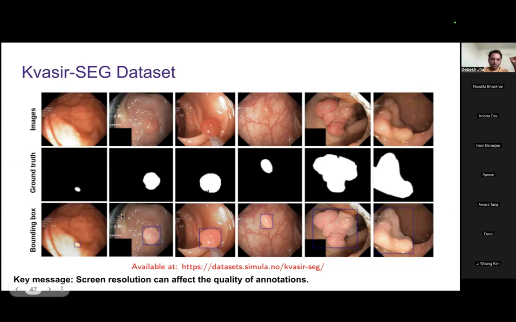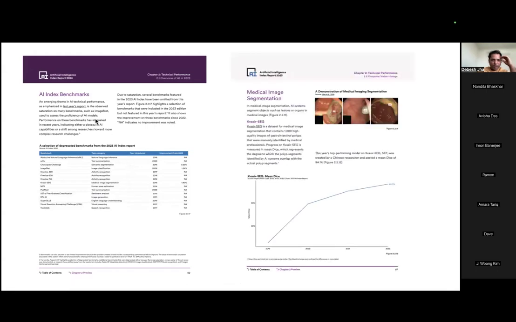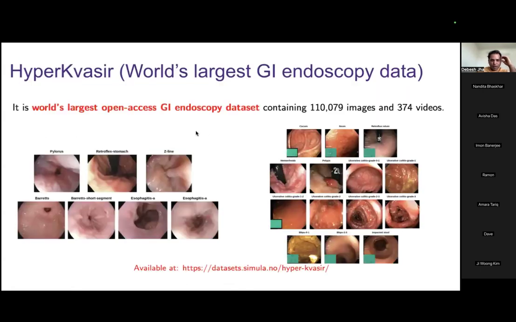So once we developed this dataset, we learned that you need a larger screen so that you can at least find and annotate all the pixels in the images. Our dataset was indexed by the Artificial Intelligence Index Report 2024, so it has been highlighted at several places, including this HAI report. And then we also released other datasets like the HyperKvasir dataset. This is the world's largest dataset.